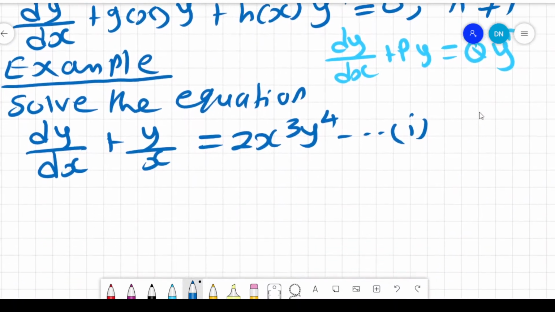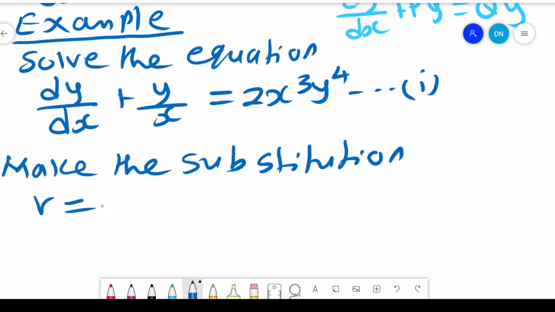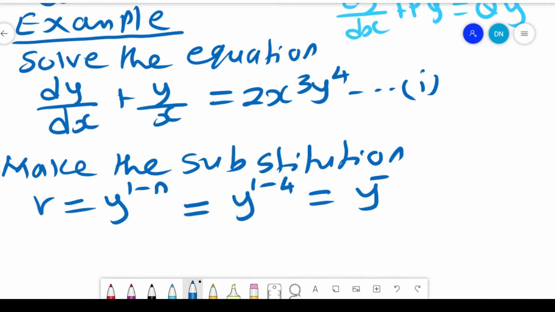We want to solve the equation dy/dx + y/x = x^3 y^4. So we make a substitution: v = y^(1-n). In this case, because our highest power is 4, it will be 1 - 4, so v = y^(-3). So 4 is the greatest power of y that we have in the equation. y^3 is equal to 1/v.